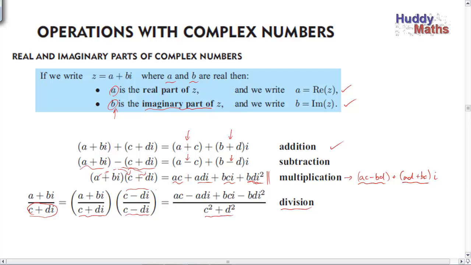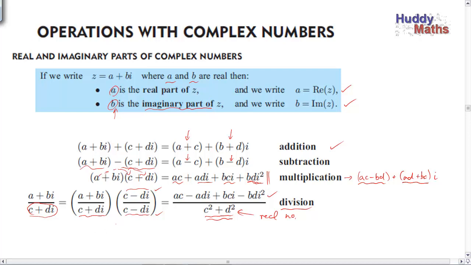Okay, and the idea here is to use what's called the conjugate. If you use the opposite sign, you multiply out the top line and the bottom line becomes c squared take d squared I squared, or c squared plus d squared. So the idea with division is to make the denominator have a real number.